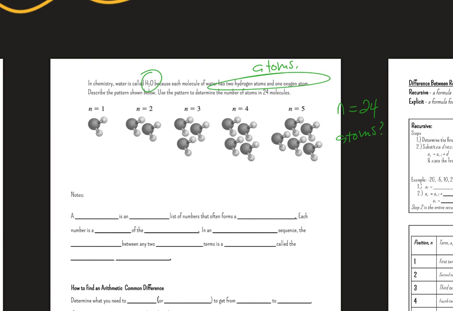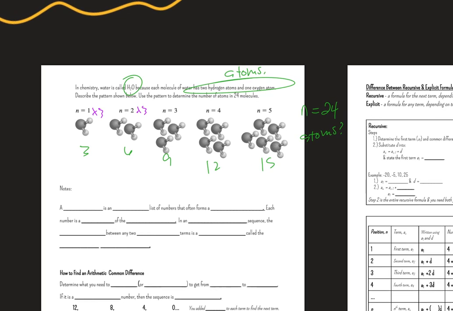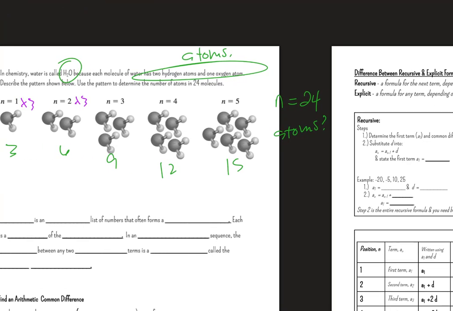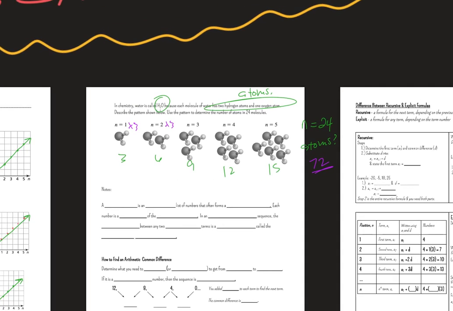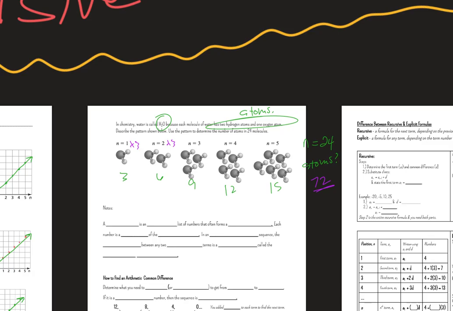Well, so let's try this. So this is 3, 6, 9, 12, 15. And so what's going on here is we're just doing 1 times 3, 2 times 3. And so we could do 24 times 3, and let's see, what is that, 72? Yeah, so that's how many atoms there would be. Now, oddly enough, this is also slope, right? This is just a slope of 3, right? You're going up 3 atoms per 1 molecule.